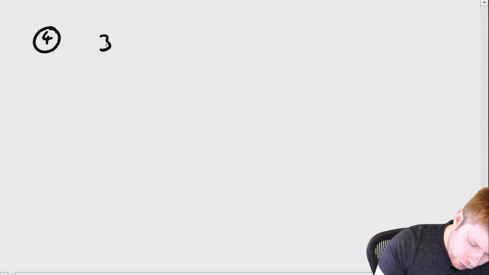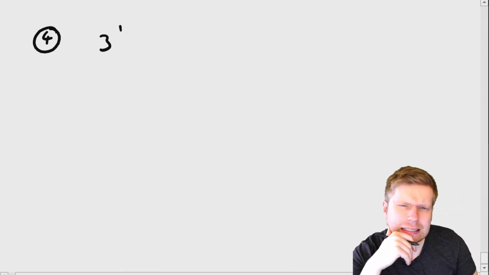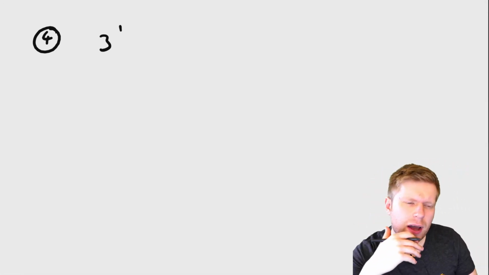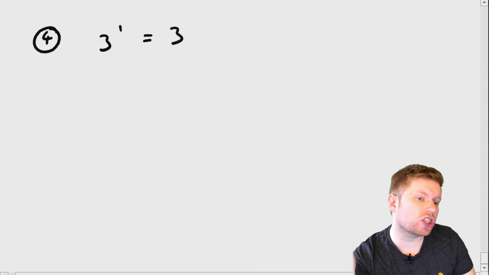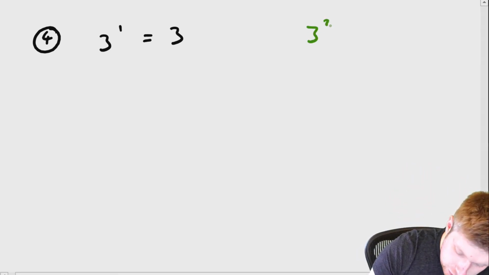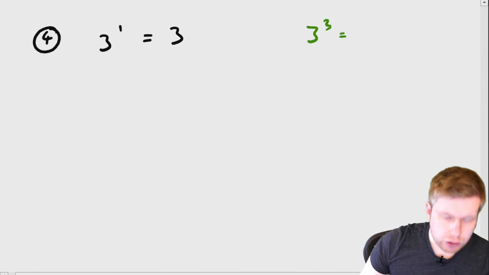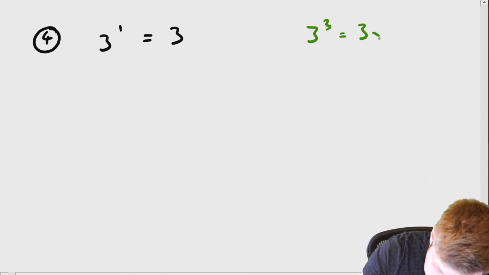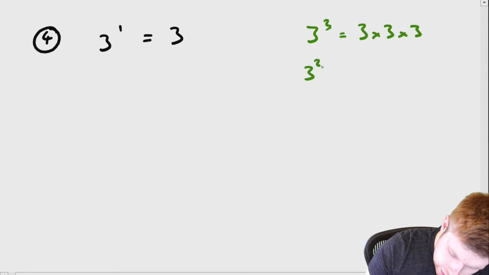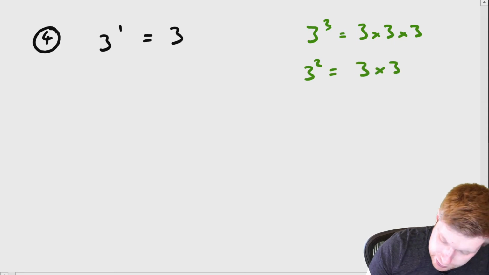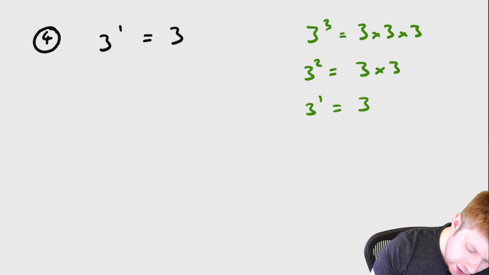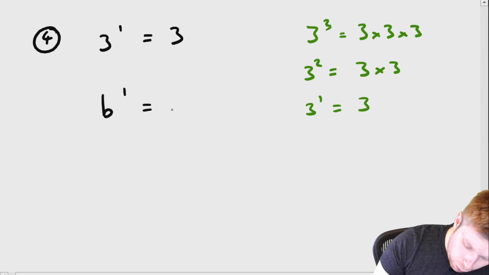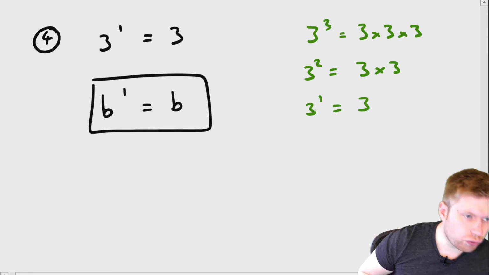Okay, let's try something like this. If I took 3 to the power of 1, now let's think, could I do anything with this? Well, what 3 to the power of 1 means is just simply taking 3 and multiplying by itself once. So in other words, it's just going to be 3, okay? Just like if I had 3 to the power of 3, that would mean 3 multiplied by itself 3 times. If I looked at 3 to the power of 2, it would mean 3 multiplied by itself twice, which means that 3 to the power of 1 should just mean there's just one 3 sitting there. Okay, so in other words, if I generalize this, any number to the power of 1 should just be itself.